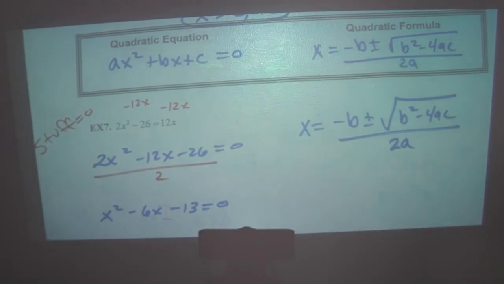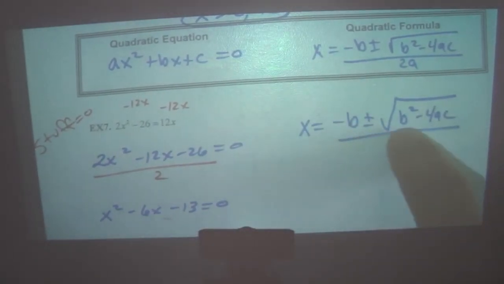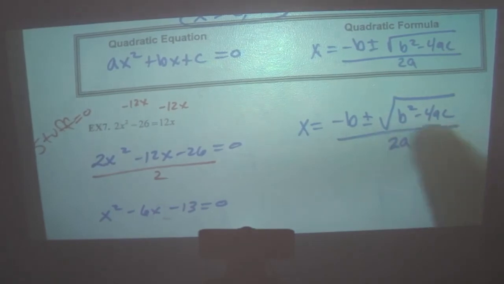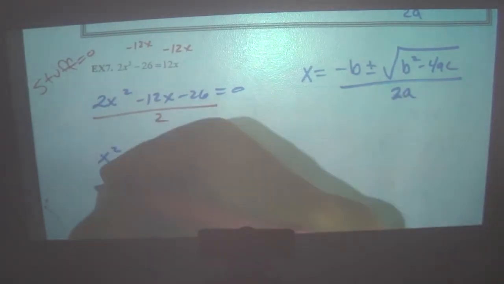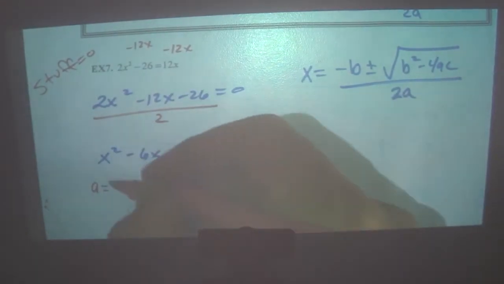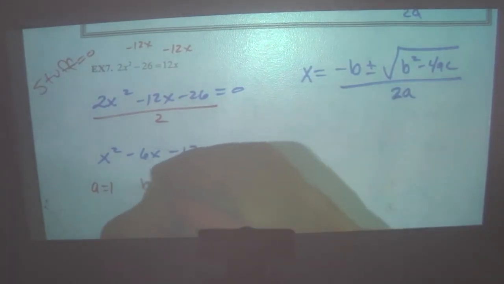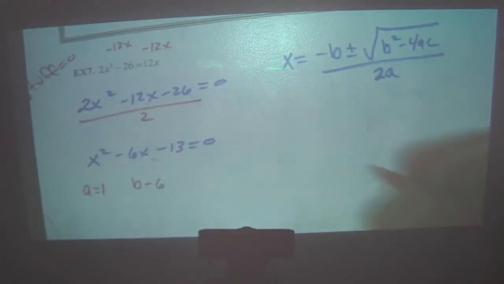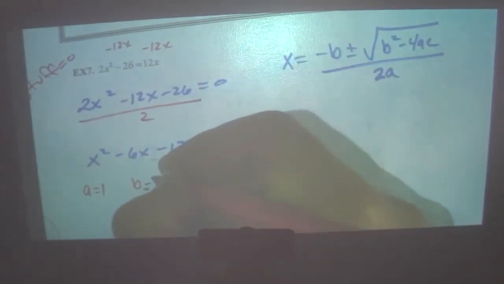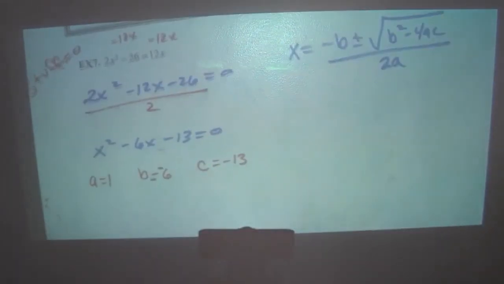Oh my gosh. All right, so again, x equals negative b plus or minus the square root of b squared minus 4ac all over 2a. As we're taking a look, we just need the numbers in front. A is 1, not 1x squared or 1x. We just need the number in front. B is negative 6, not negative 6x. It's just the number in front. And then C is the one all by itself. C is negative 13.